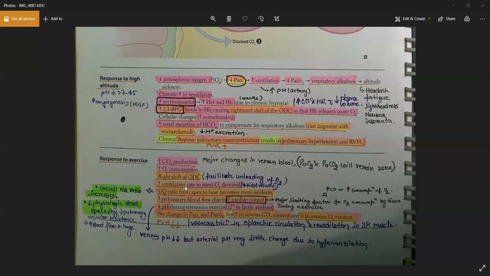The cardiac output is increased, and hence the blood flow to the lungs is also increased. Because of this increase in perfusion and increase in ventilation, you will have equalization of the VQ throughout zone 1, zone 2, zone 3. In all of these zones, you will have the same VQ. Please note, the VQ will increase to 1.